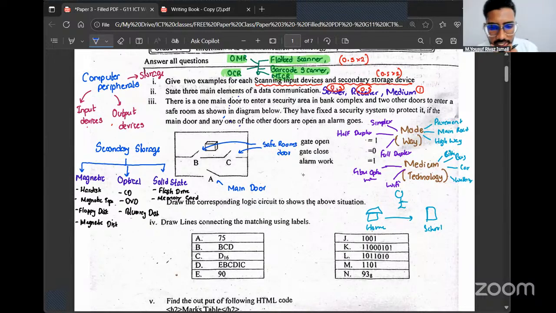They have fixed a security system to protect it. If the main door and any of the other doors are open, the alarm will ring. Gate open means 1, gate closed means 0, and alarm is working means 1. Draw the corresponding logical circuit to show the above situation.